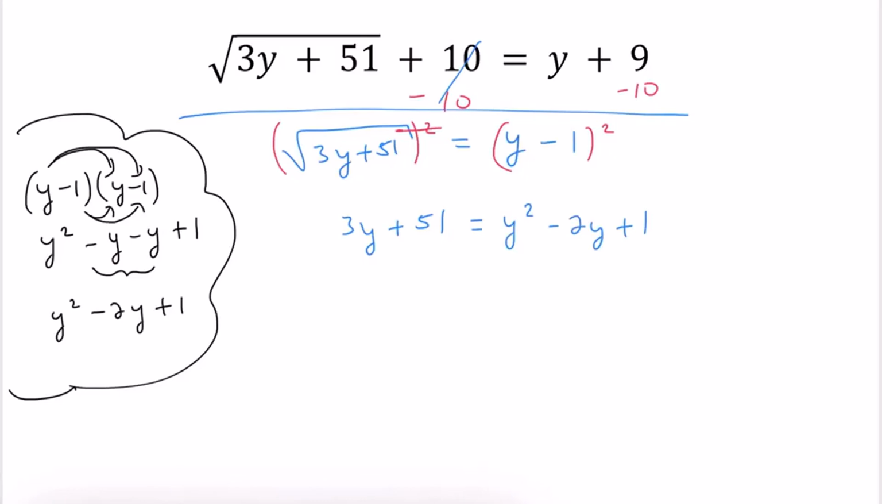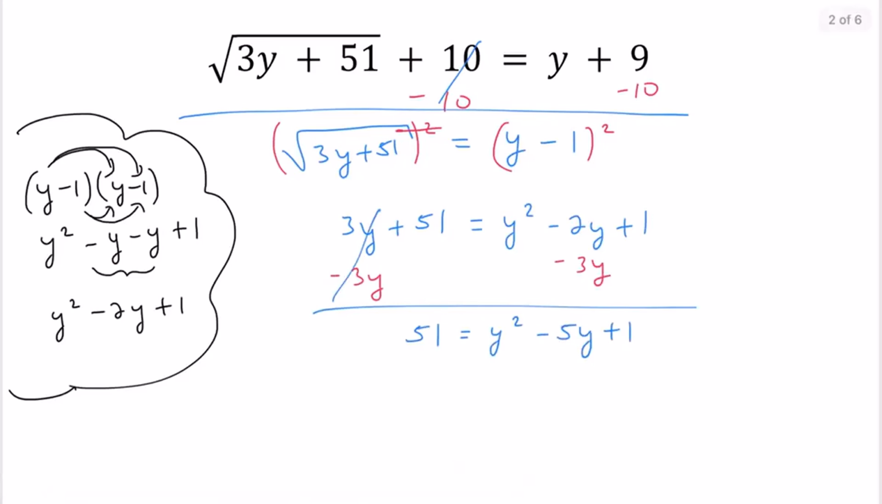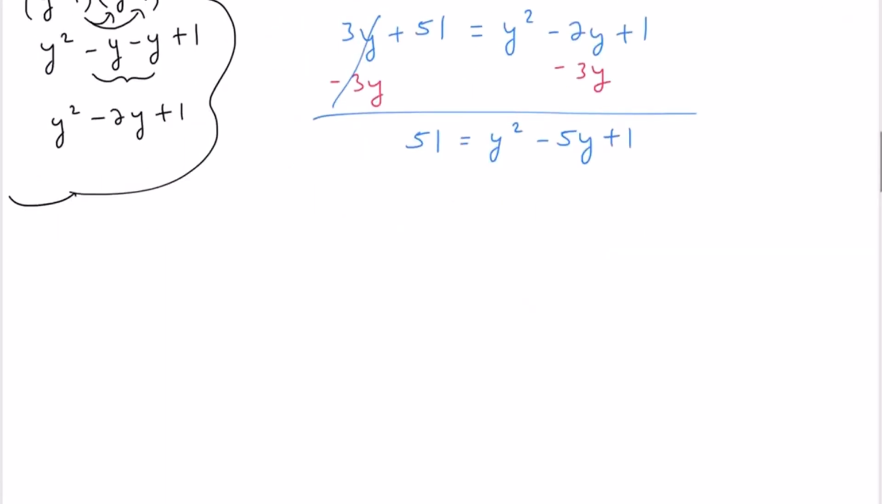Get everything to one side, 0 on the other side. So minus 3y over. And we have 51 is equal to y squared minus 5y plus 1. Minus 51 over. And we have 0 is equal to y squared minus 5y minus 50.